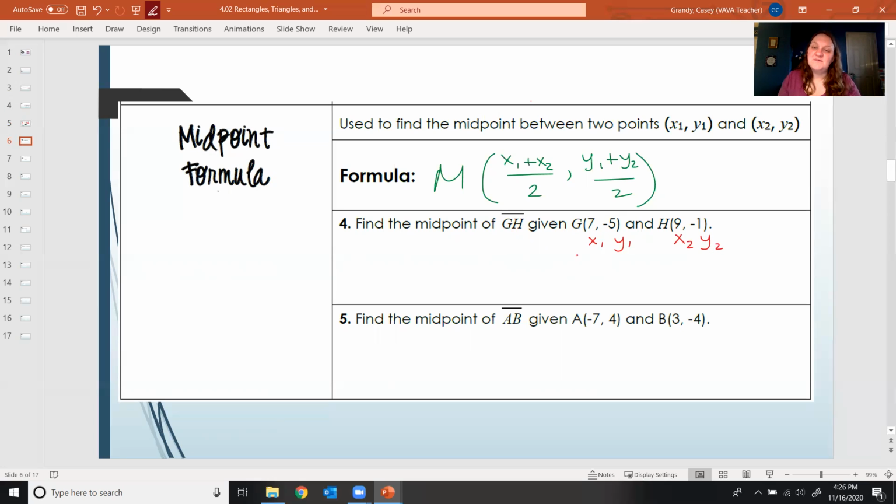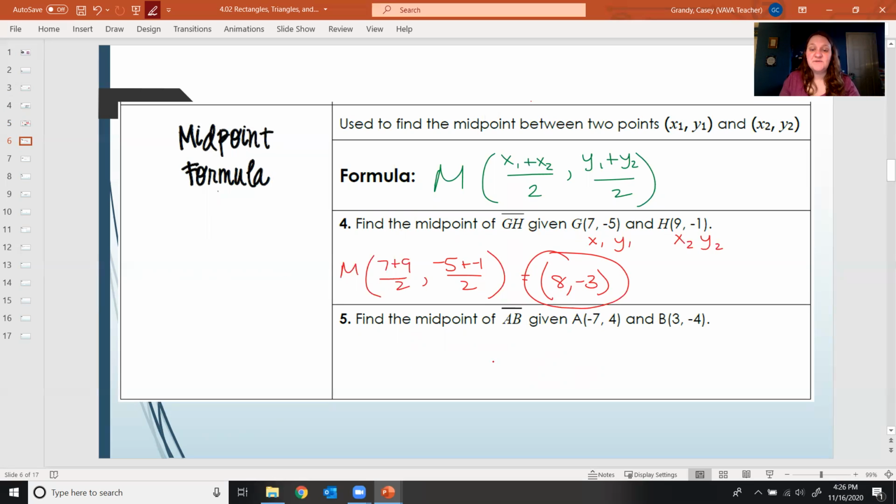So to find the midpoint of GH, I'm going to plug my x's and y's into my midpoint formula. So this will say 7 plus 9 divided by 2. That'll be the x coordinate of the midpoint. -5 plus -1 divided by 2. That will be the y coordinate of my midpoint. 7 plus 9 is 16, divided by 2 is 8. -5 plus -1, well, that's -6, divided by 2 is a -3. So the midpoint, or the point that's exactly halfway between G and H, is at the coordinate 8, -3.